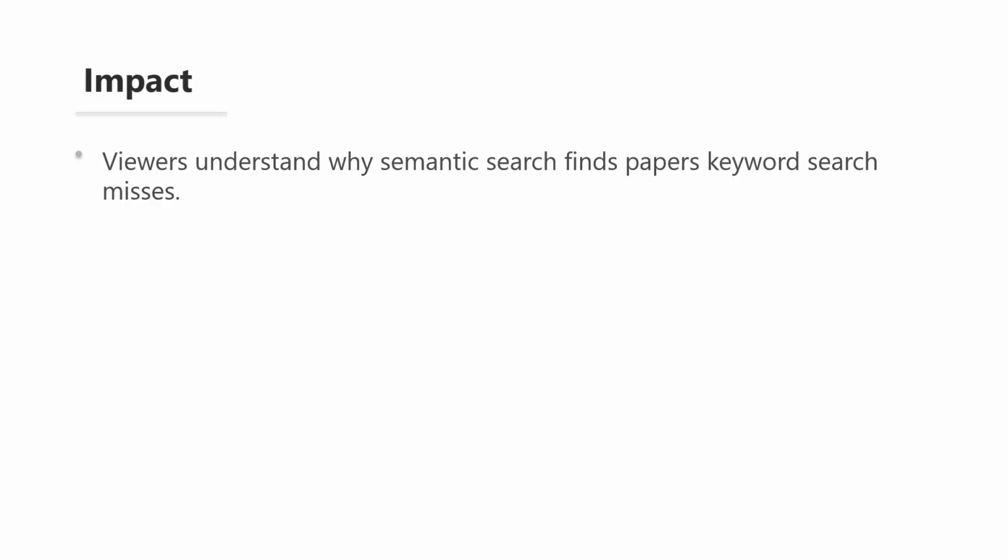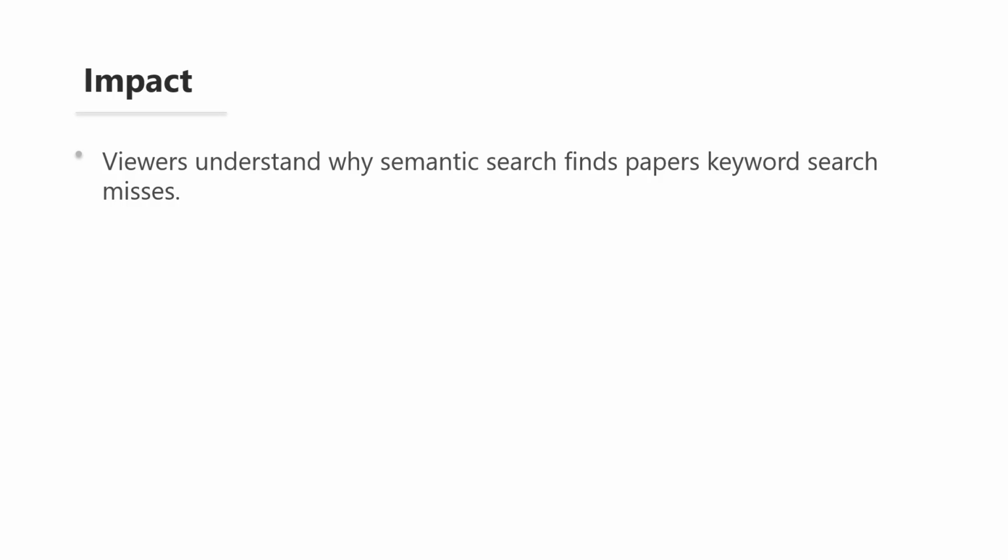Let me give you the key takeaways. First, the problem is real. Researchers don't understand why keyword searches miss papers, and the answer is the vocabulary limitation. Keywords match characters, not meaning. If you don't guess the exact terms, relevant papers are invisible.